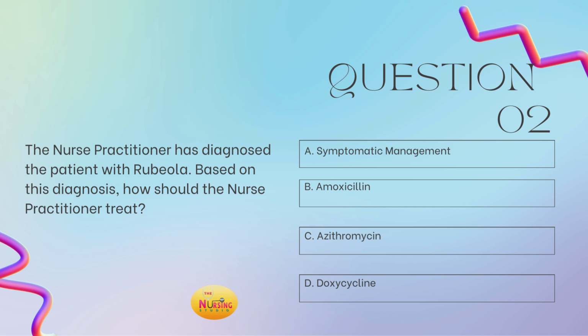So with rubeola, you have to understand the foundation of what it is and think about the treatment option. So symptomatic management, yes, that's actually the answer. I know that we may think with the rash, with the fever, you might want to do an antibiotic, but there's no reason to do an antibiotic. This is a viral cause and source that causes this, right?